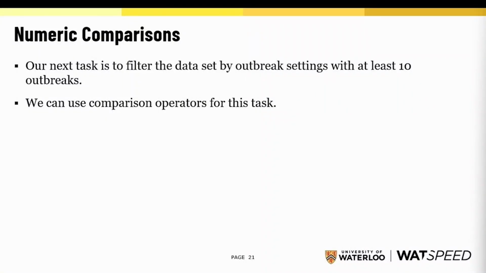Next, let's start doing some numeric comparisons. So far, we've been looking at string equality. Now we can start to look at some numeric comparisons. Our next task is going to be to filter the data by outbreak settings with at least 10 outbreaks.